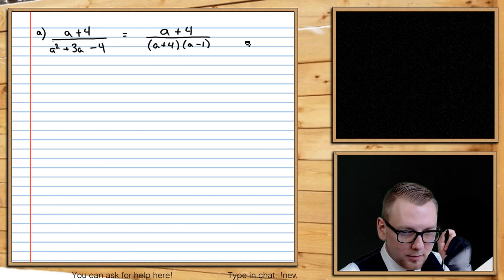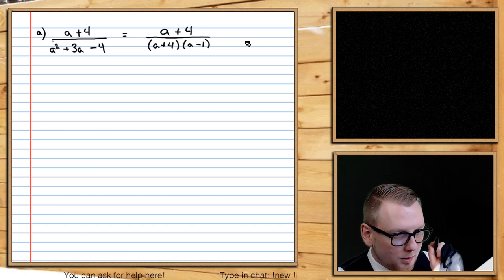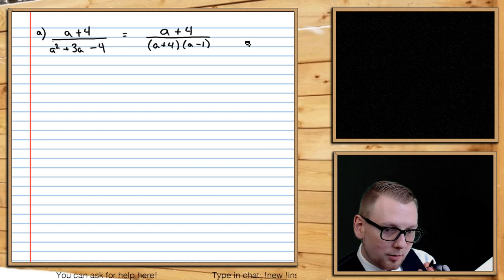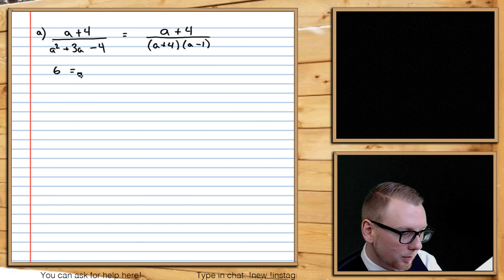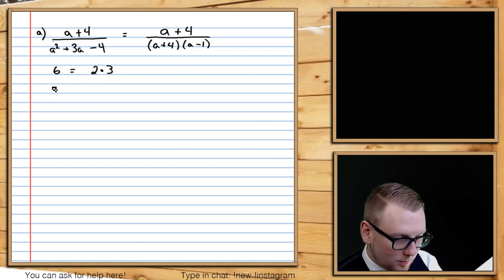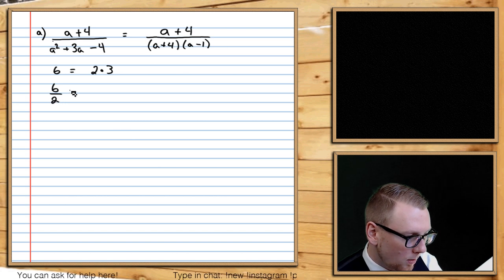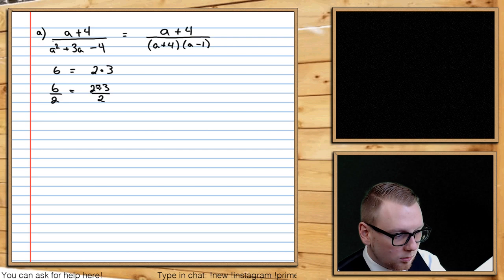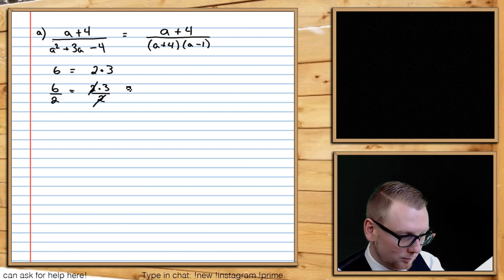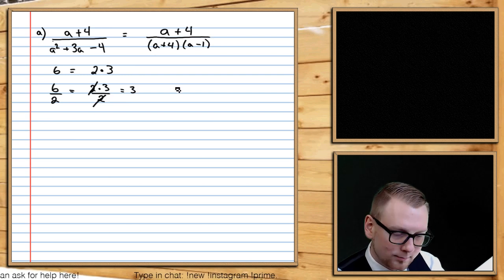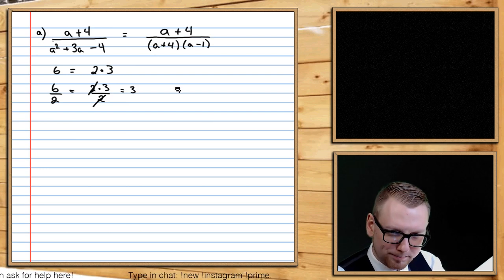So when you cross out what's the same on both the top and bottom. For example, 6 is 2 times 3, right? And if you have 6 divided by 2, that's 2 times 3 divided by 2. So you cross out what's the same on the top and bottom. Does that make sense?